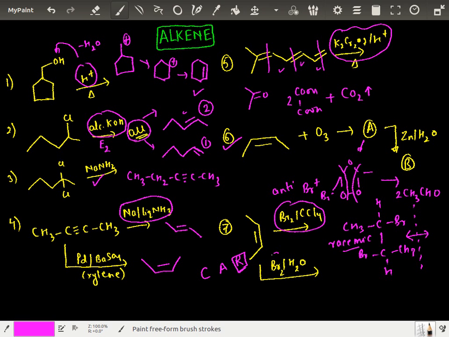Next is addition of bromine in presence of bromine water. When we say bromine water, it is HO minus and Br plus. Obviously, since it's also an anti-addition, we'll get a racemic mixture. So in the previous molecule, just replace one of the bromines by OH, and you should be done.